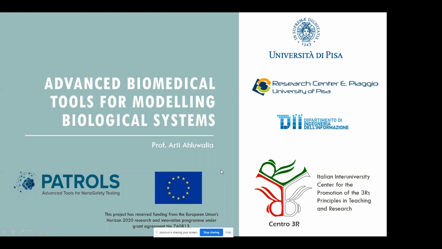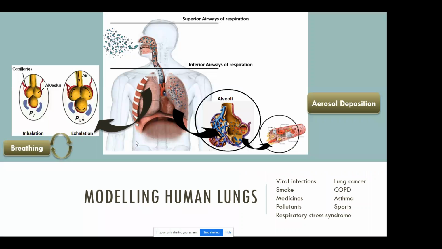And I'm going to talk to you about advanced biomedical tools for modeling biological systems, with particular reference to something that's very relevant at the moment, which is modeling of the lung and the interaction of the lung with nanomaterials. So the study of the lung and modeling the human lungs has been an ongoing topic of research for a number of years. And it's a very, very complex system.